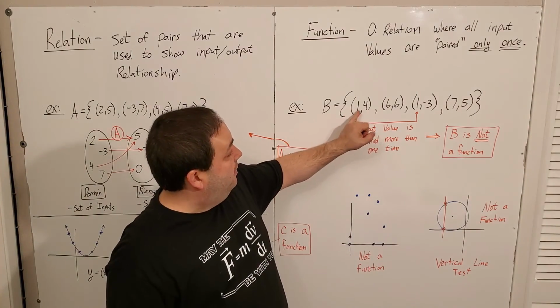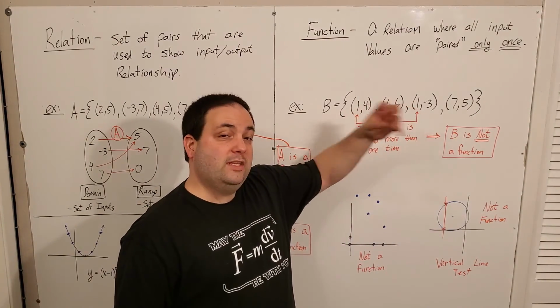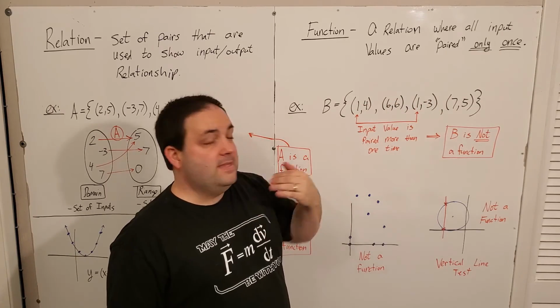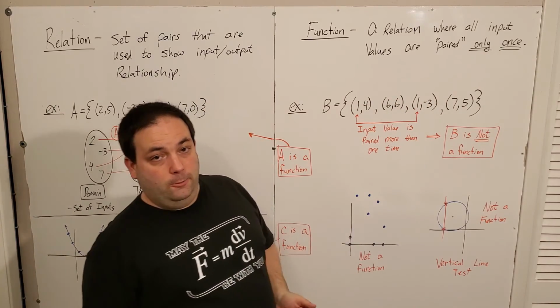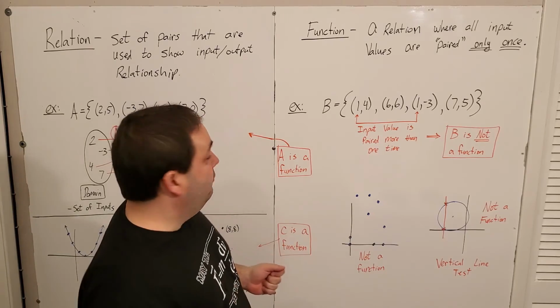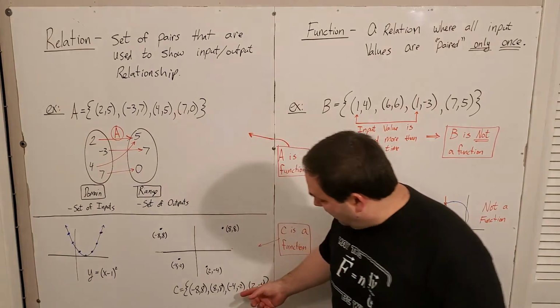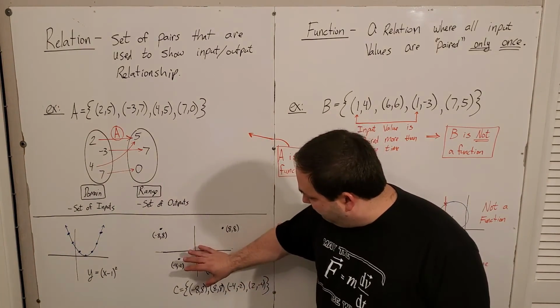So things that have an x value, a domain value that's mapped more than once, not a function, not something that we can rely on. Okay? Some other examples here. This guy that I have down here in graph form.